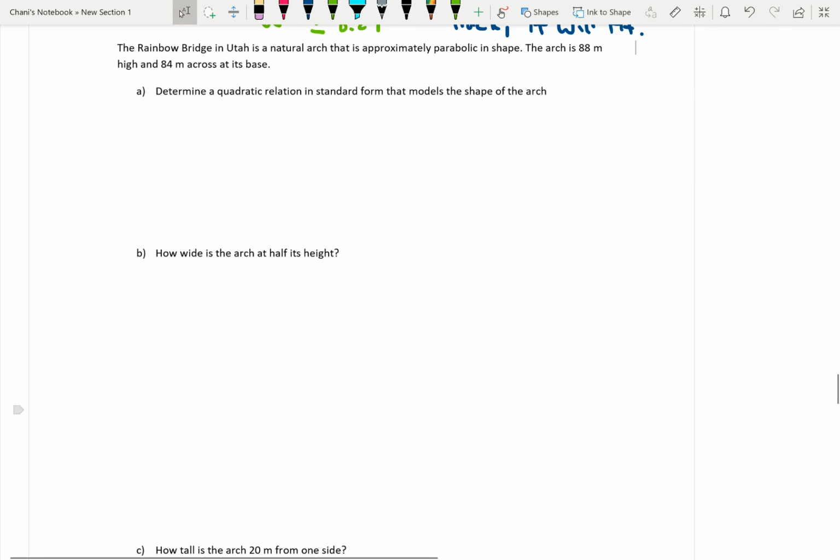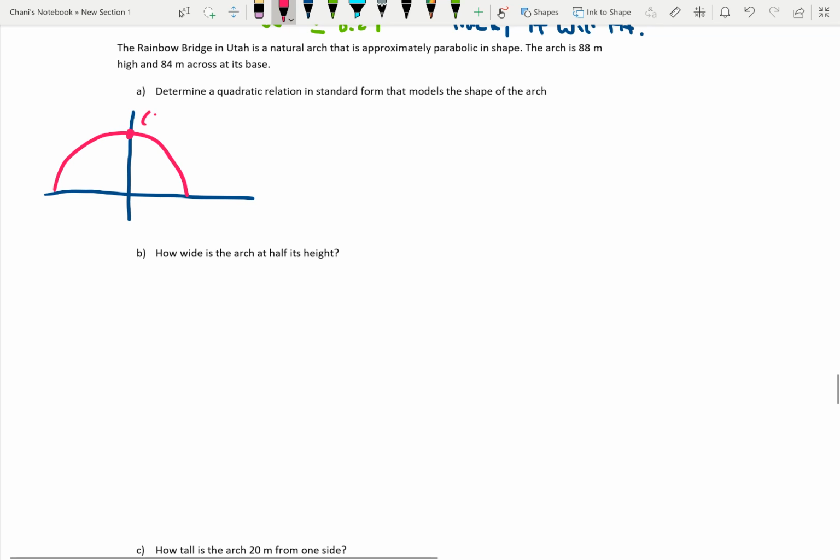Okay, so now we have this Rainbow Bridge in Utah. And it is approximately parabolic in shape. The arch is 88 meters high and 84 across. So again, we can just draw a really basic sketch of this. It really helps to envision what's going on. So here is our arch. So we know that it's 88 meters high.